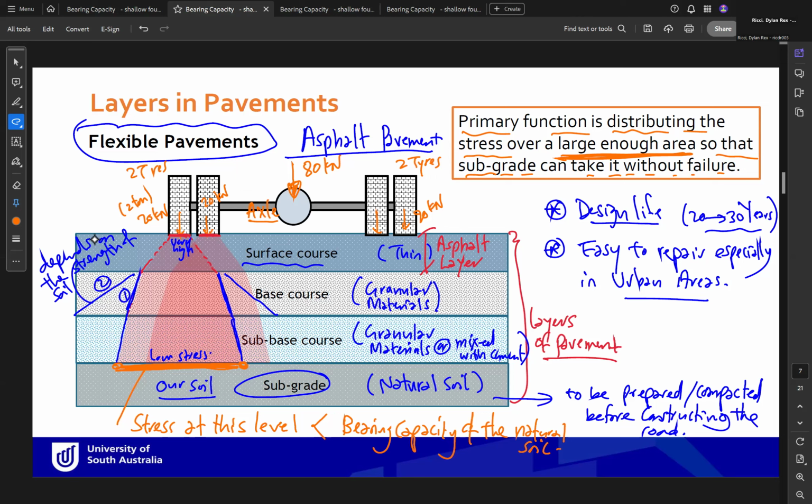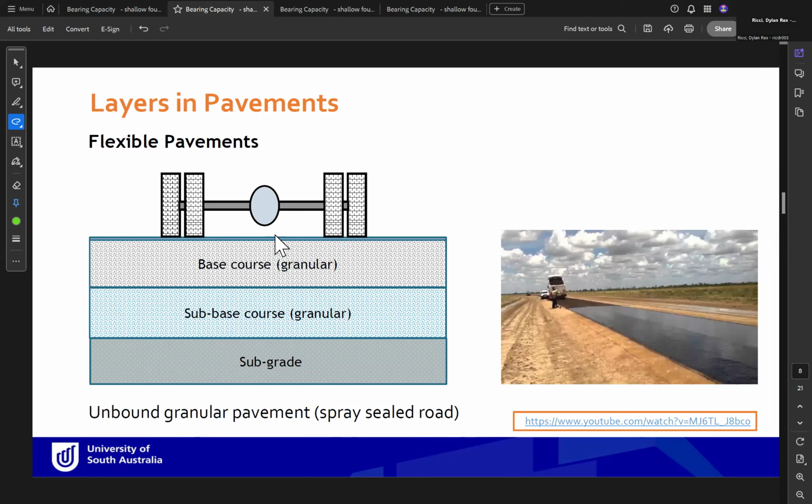Also, one of the hints you need to know is here the base course is carrying more stresses. If you can see here, the stress here is more than here. So the base course should be from good quality material. But the sub base, because it's carrying less stress, can be low quality material. So you don't need to spend a lot of money on the sub base course because it will not carry the same stress as the base course. So this was some explanation about how the stress is transferred or distributed over the flexible pavement.